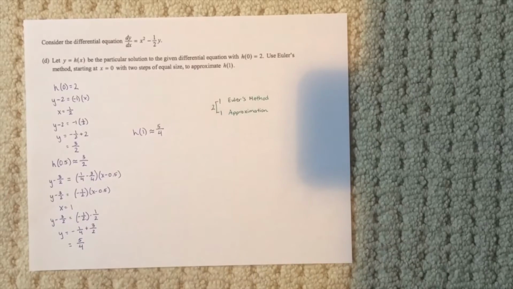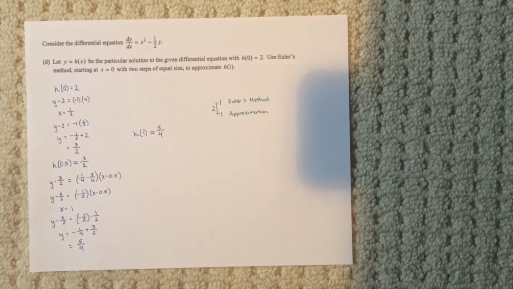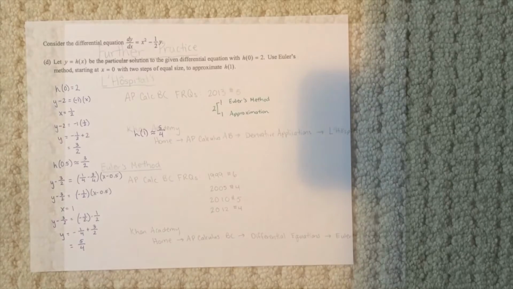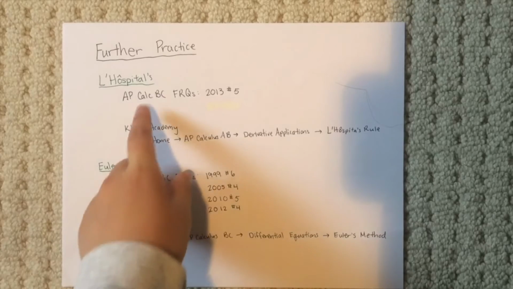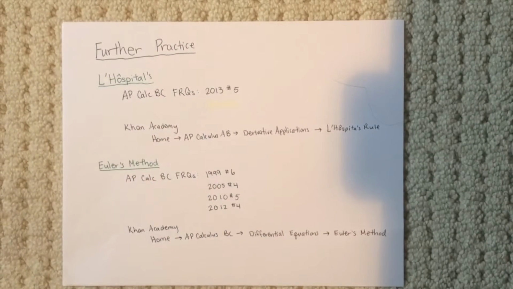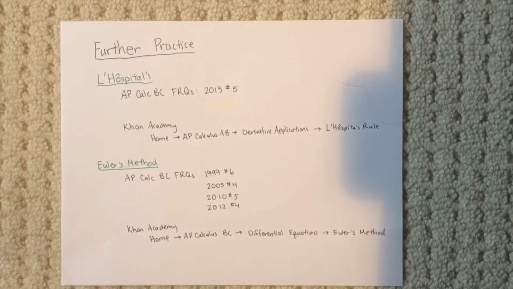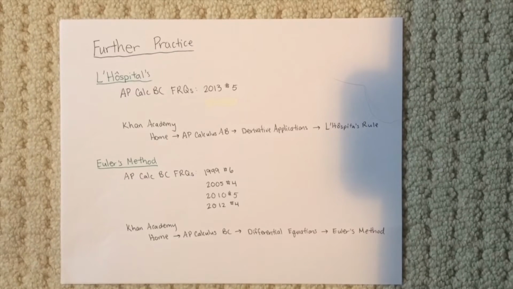This question is worth 2 points, 1 for knowing and using Euler's method, and 1 for the correct approximation. For extra practice with L'Hopital's, you can visit AP Calc BC FRQ 2013 number 5. Keep in mind, there are plenty of other FRQs that include L'Hopital's. They're just not a specific question in there. It's a specific part of a question.